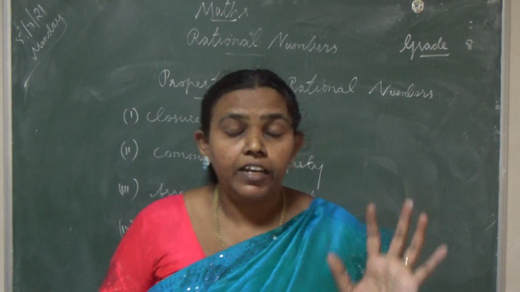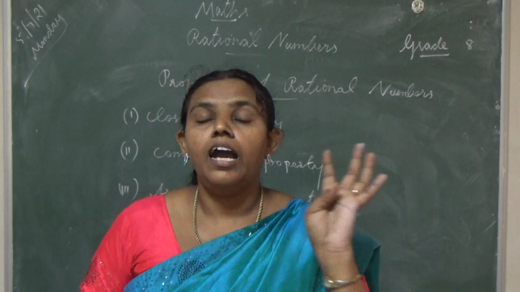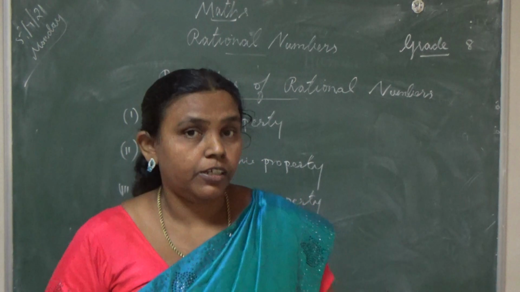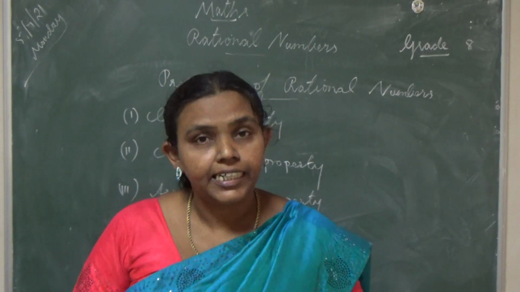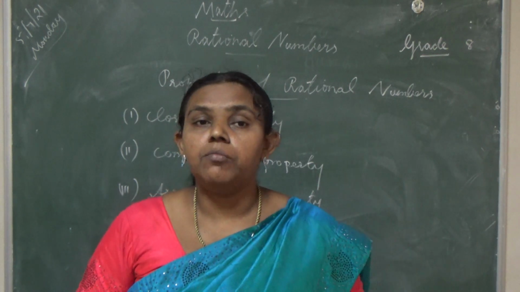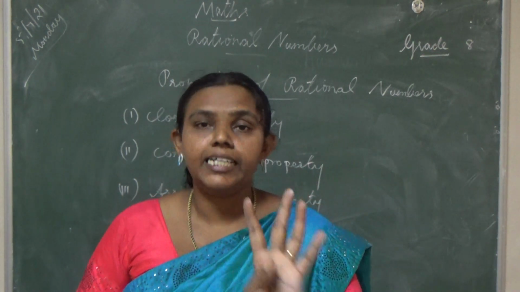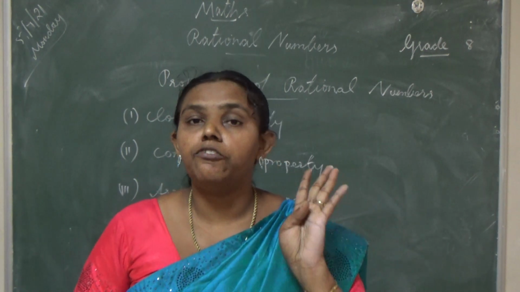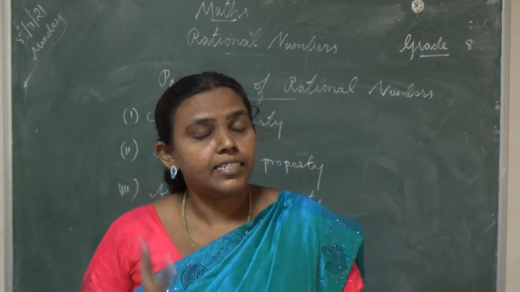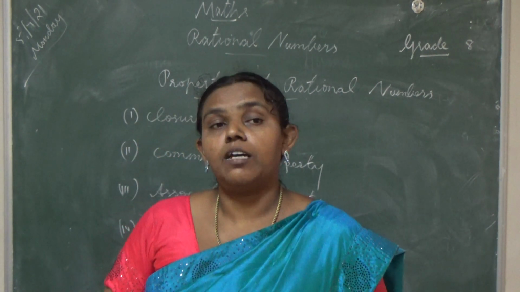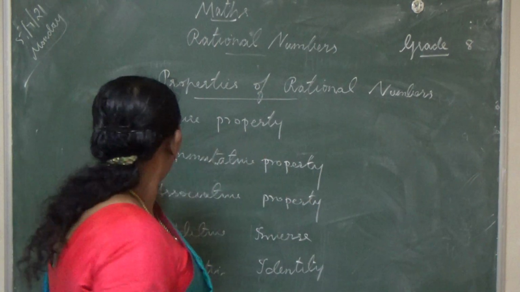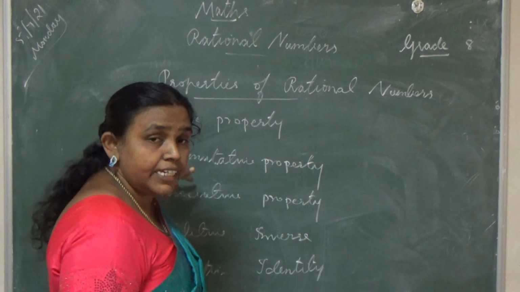Again I am saying we are learning the properties of rational numbers under addition, subtraction, multiplication and division. Now we are going to learn the properties of rational numbers under addition. Don't confuse. Properties of rational numbers are there under 4 basic operators. Today we will learn properties under addition. Next class we will learn properties under subtraction. Under addition we have 5 properties.